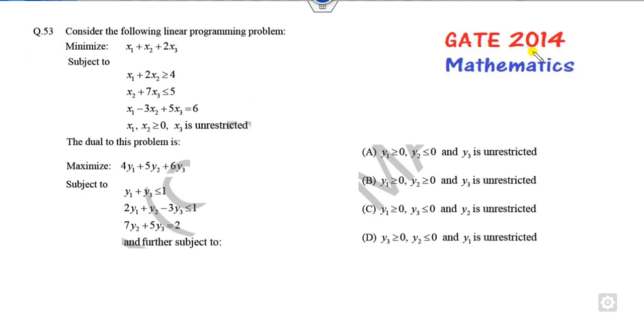Okay, look at the question number three. This is related to 2014. That's very simple. There is no need to solve them. You can see this is a primal problem. This is my dual problem. So just read about this one. What is the meaning of that?